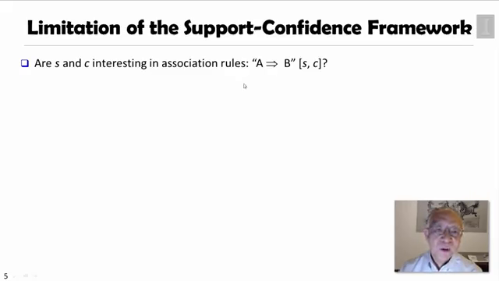So we know we have support and confidence as two interestingness measures in association rules. We should be careful about this, because not all the strong support and confidence rules are interesting.